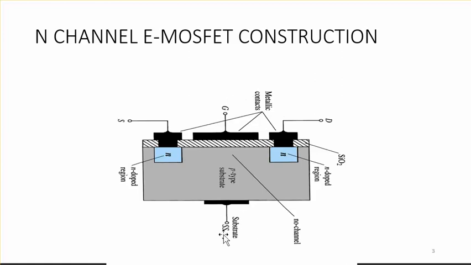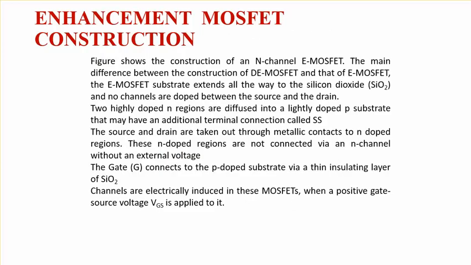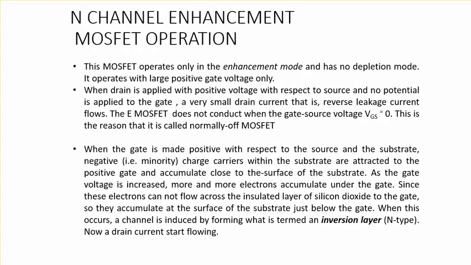So this is going to be the substrate, and here it is shown there is no channel physically present between the source and the drain terminal. So when will the channel get formed? Only when a voltage is applied, the channel will get formed and there will be a flow of current. So this is the construction explanation, and in the operation we are going to show that this MOSFET operates only in enhancement mode.